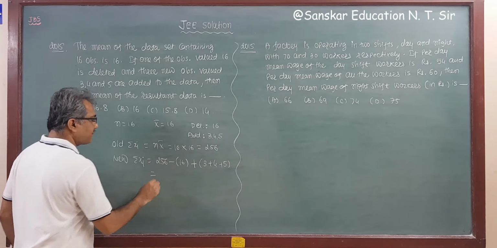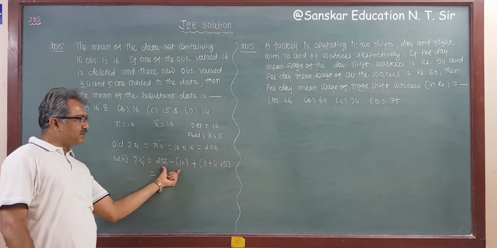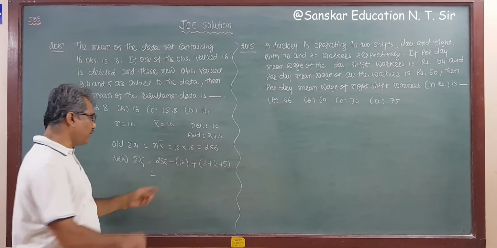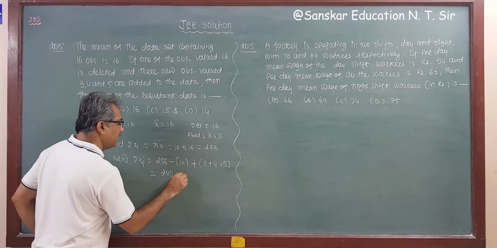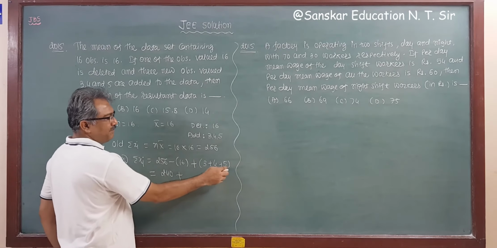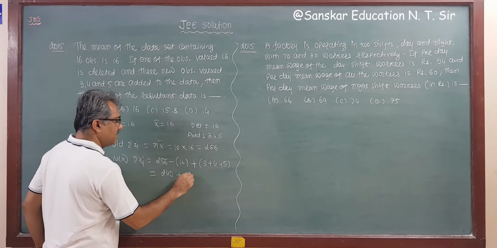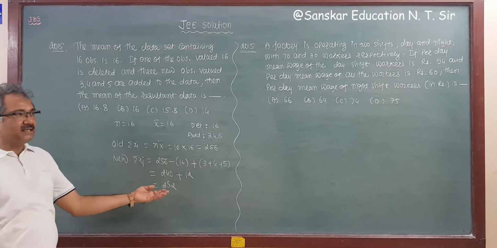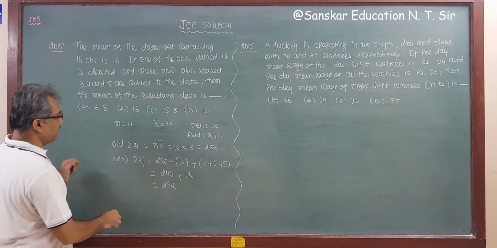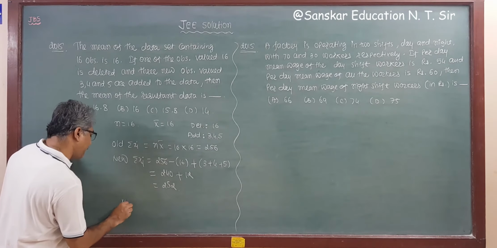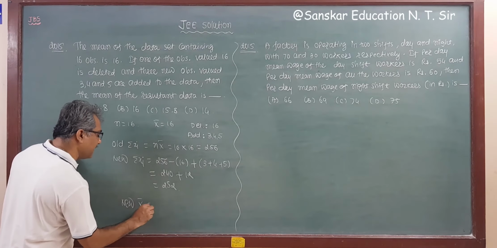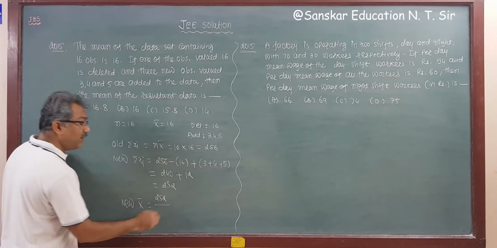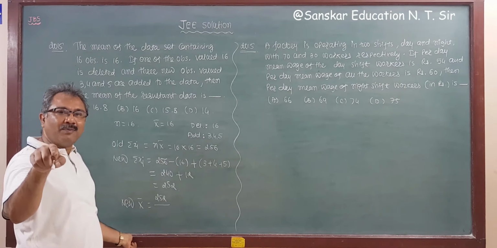So this is 240, this is 240, right? Because 256 minus 16 is 240. So this is 240 plus 7 plus 5, 12. So this is 252. This is 252. So new mean is equal to new sigma xi 252 upon new number of observations.